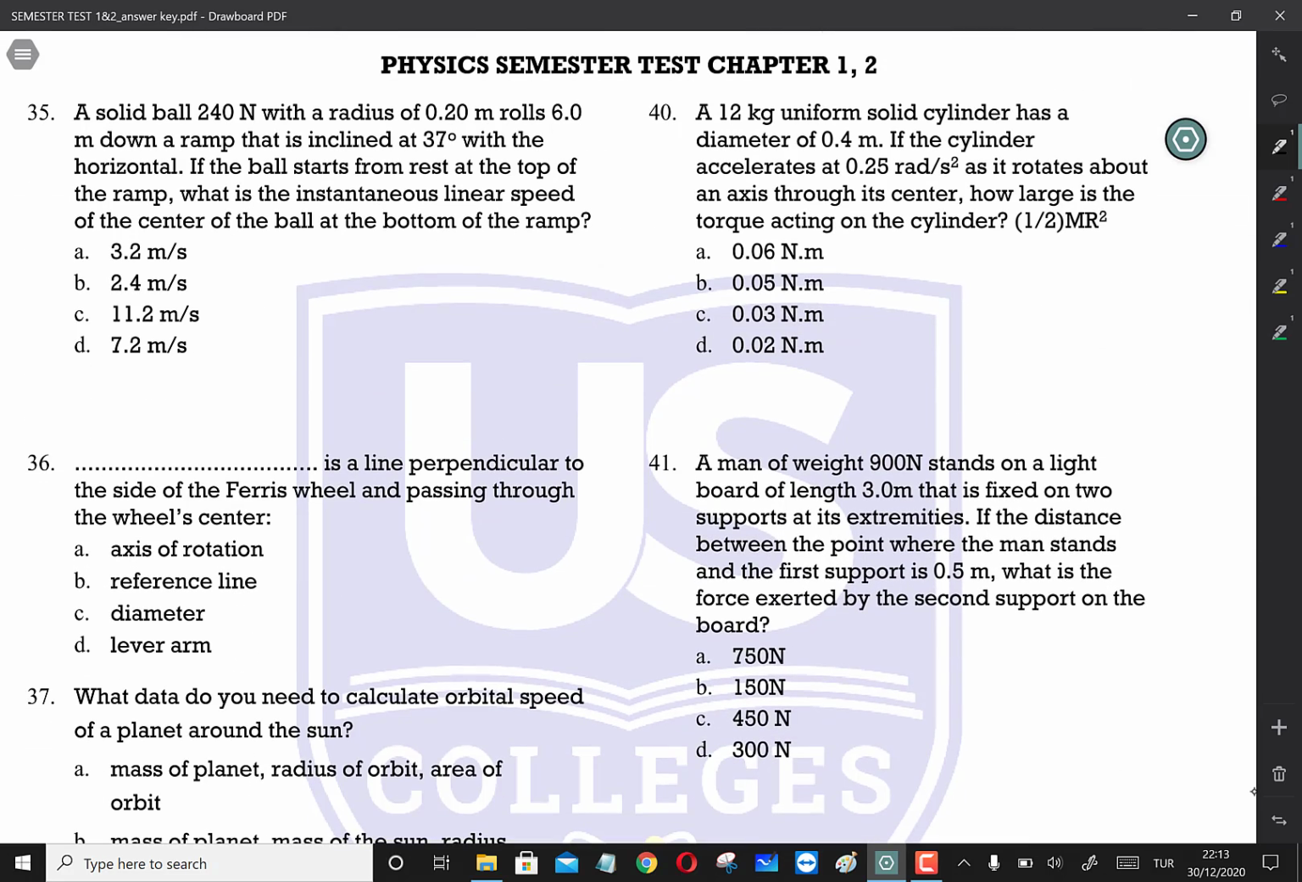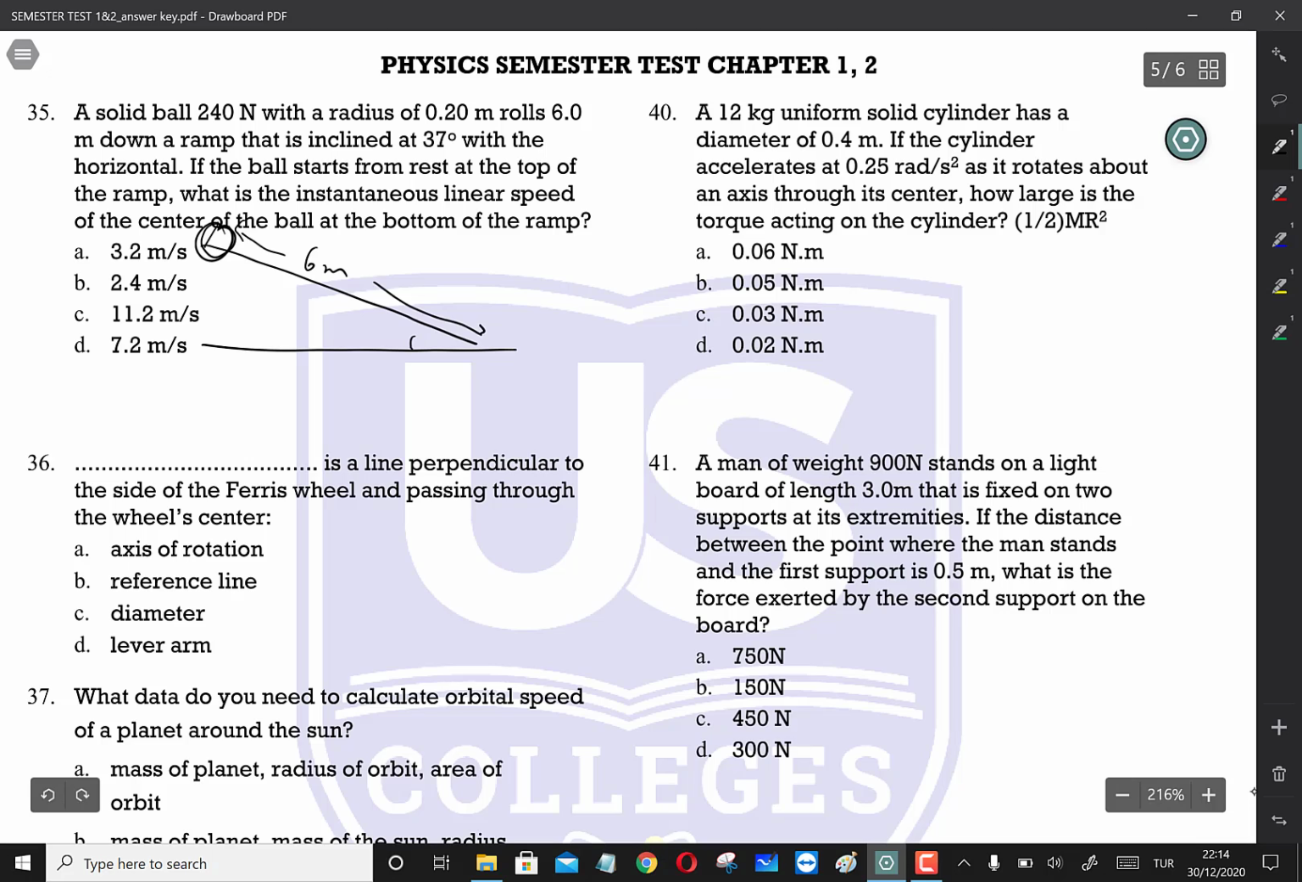A solid ball, 240 Newton with a radius of 0.2 meter, rolls 6 meter down a ramp. So this is a ramp which is 6 meters, and the solid ball starts from rest at 37 degrees. If the ball starts from rest at the top of the ramp, what is the instantaneous linear speed of the center of the ball at the bottom of the ramp? In here, calculate the translational speed, but first you should get what h is. h can be calculated by the length of the ramp, 6 multiplied by sine 37, which is equal to 3.6 meters.